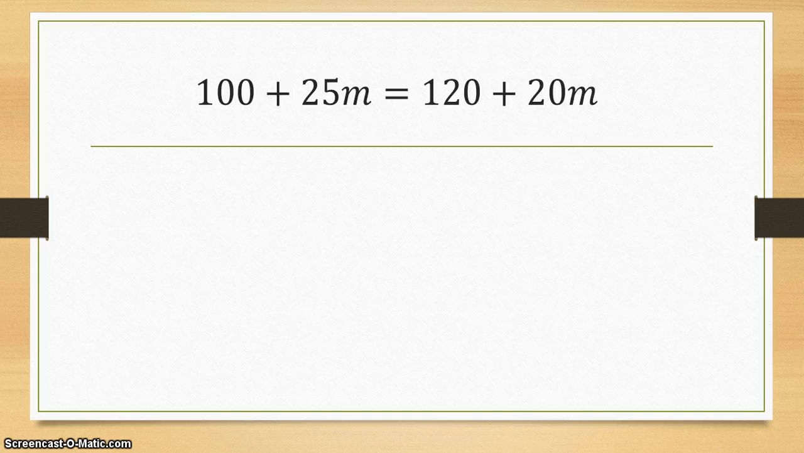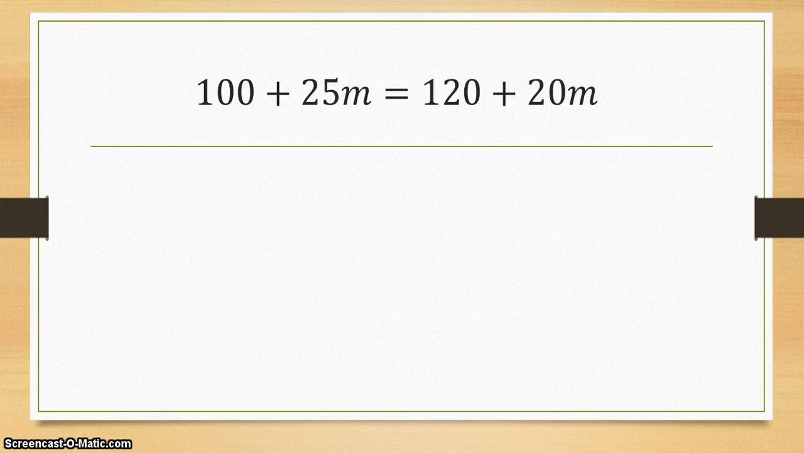For this problem, the story problem is: Average Joe's charges $100 for a sign-up fee and $25 per month. Global Gym charges $120 for a sign-up fee and $20 per month. After how many months will the gyms cost the same?